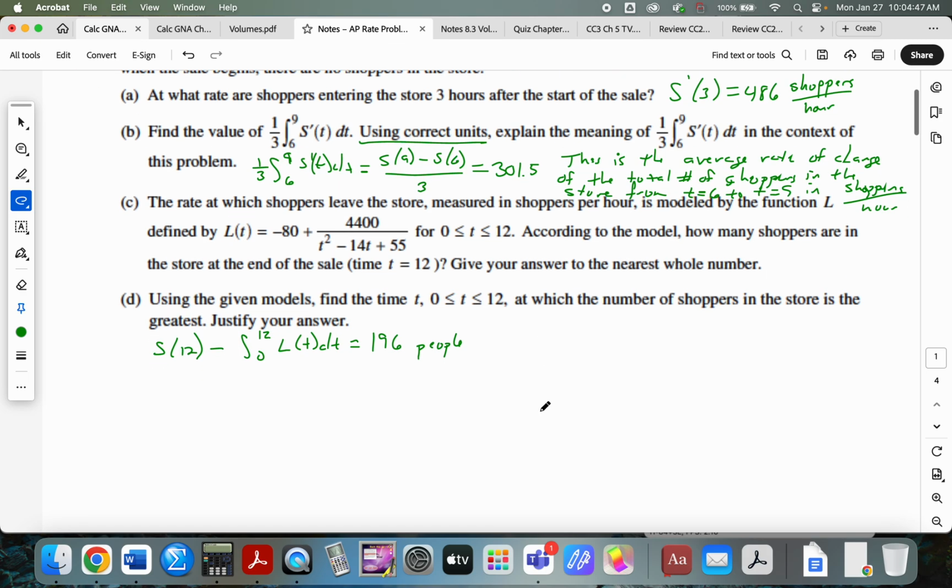So the next part then, and this frequently happens where one part kind of helps build on another part. Not always. Sometimes you get down to part D and it has nothing to do with anything that came before it. But in this case, it does. Using the given models, find the time between 0 and 12 at which the number of shoppers in the store is the greatest. Justify your answer. All right, so how do we find when the number of people is greatest? Well, how do we find when any function is the greatest?